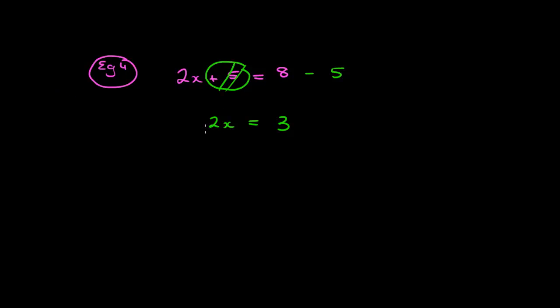Well, it's 2 times x, so what's the opposite of times 2? Well, it's divided by 2. Now, if I've got a calculator, I could go ahead and work that out to be 1.5. However, I'm going to show you a little trick, which works every time.